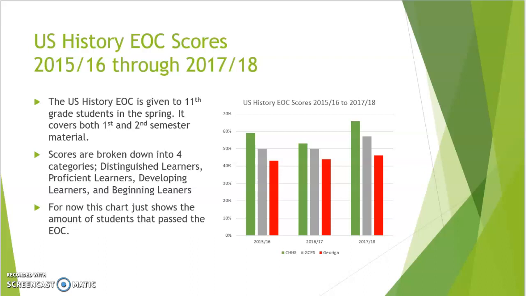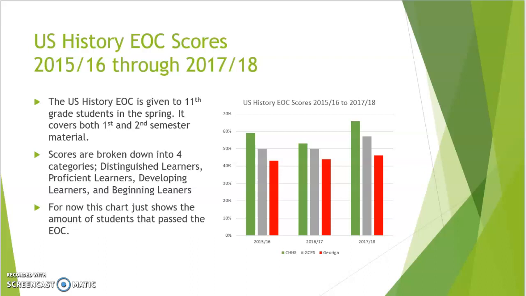We've already said that this is given to 11th grade students in the spring, and it covers both first and second semester material. Scores are broken down into 4 categories: distinguished learners, proficient learners, developing learners, and beginning learners. And this chart to start here is just going to show the students who passed. And you can see for the U.S. history score, CHHS is in the green.